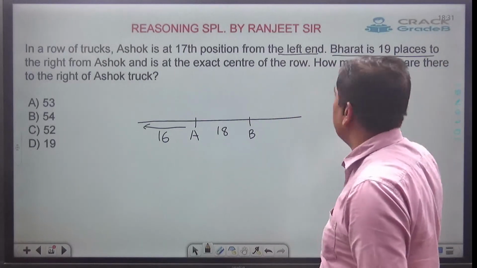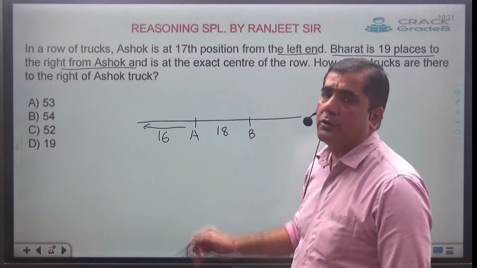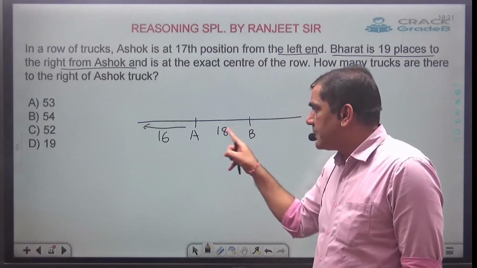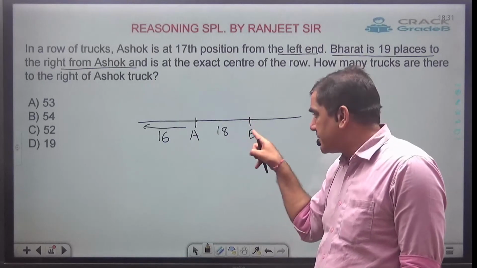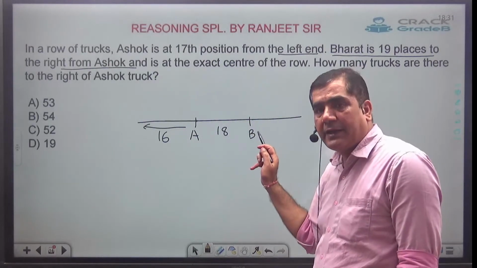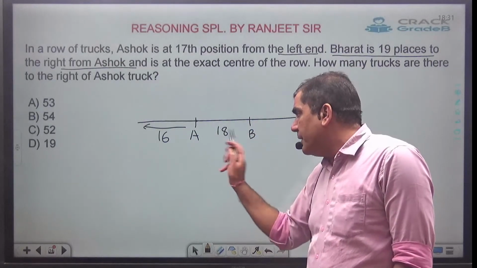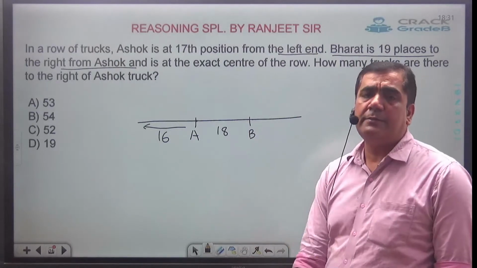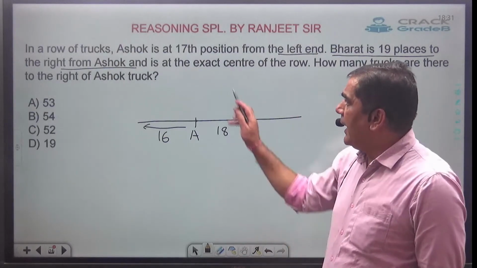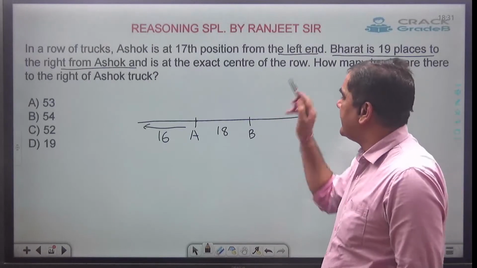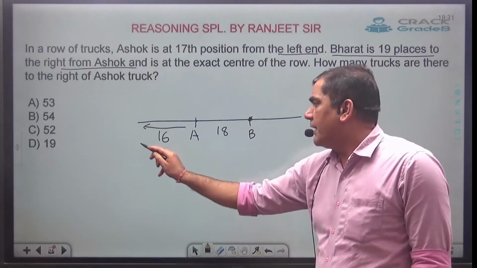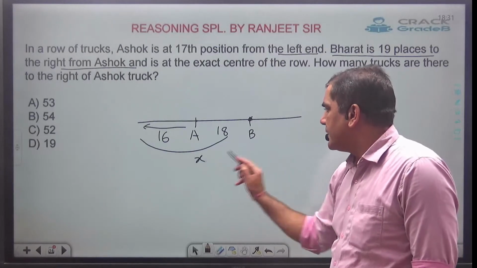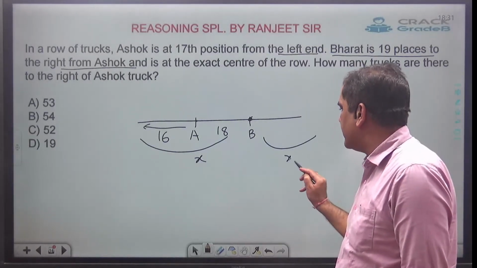Bharat is 19 places to the right of Ashok. Bharat is 19th place to the right, means from here to here there must be 19. Bharat must be 19. So if Bharat is 19, in between these two there must be 18. Clear? And is exactly in the center of the row. Bharat is at the center, means whatever number comes out to be here, if I assume this to be x, then this must be x.